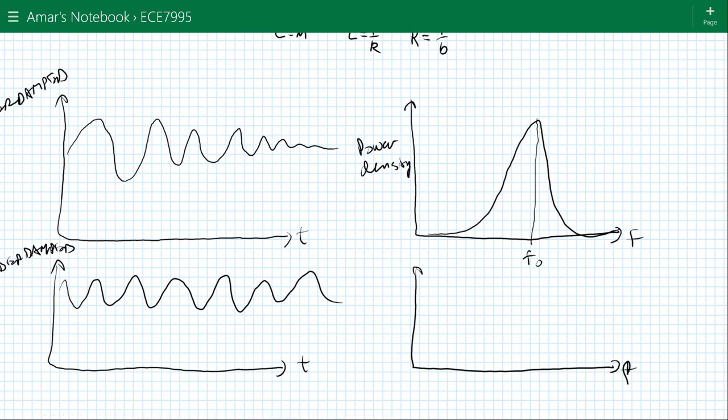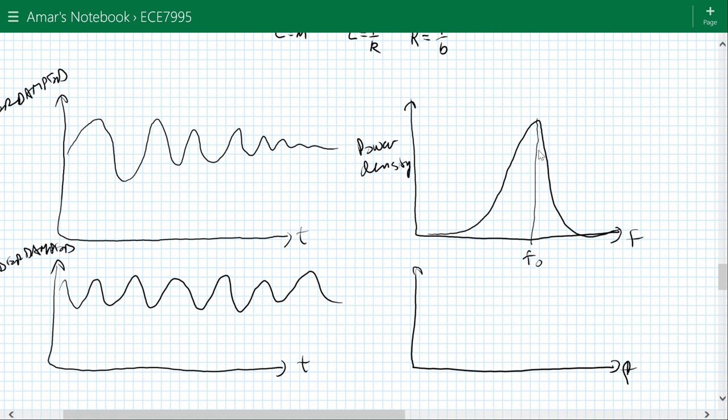So these types of plots, the power density plots, the spectral density, you have frequency on the x-axis and the amount of power contained at a certain frequency. If you have a device that's resonating at a specific frequency, then your spectral power density plot will look something like this. The highest amount of energy is contained at F0, the resonant frequency. When the device is oscillating at that frequency, then you have a peak at F0.